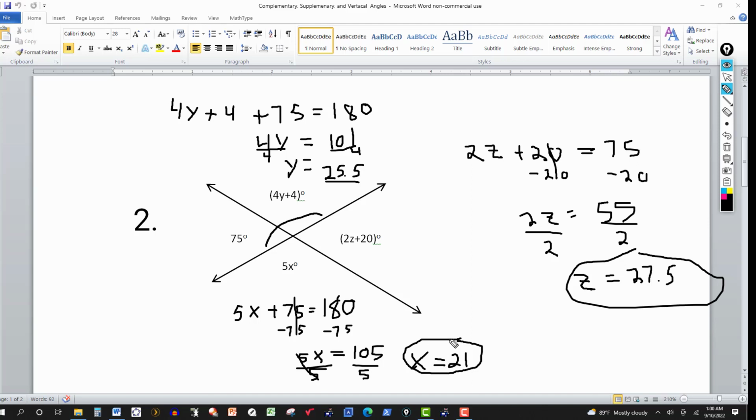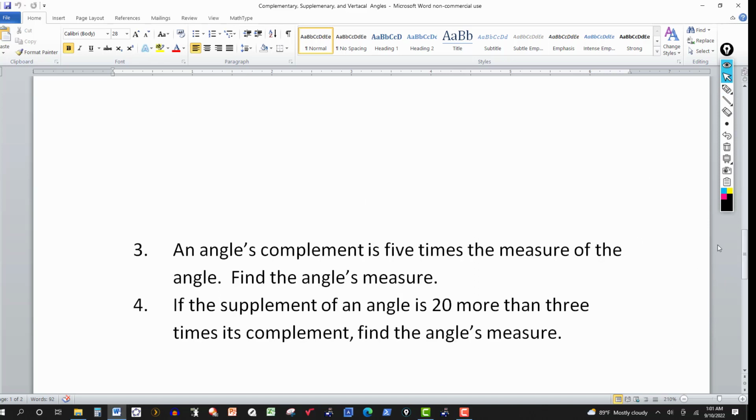And like I said, you could have done different methods. It might have been a little bit more involved, but you still get the answer as long as you do the algebra correctly. So y is 25.5, z is 27.5. Now let's go look at the word problems.